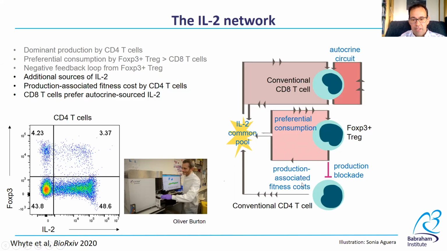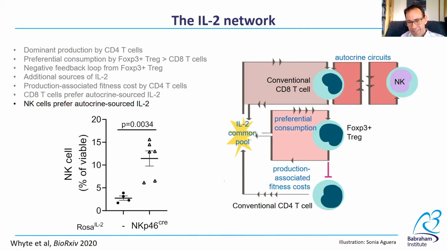We also have this production associated fitness cost, which is actually making this producing CD4 T cell less fit and having a toxicity cost. And we're able to show that CD8 cells actually prefer their autocrine sourced IL-2. So they have this preferential expansion loop.